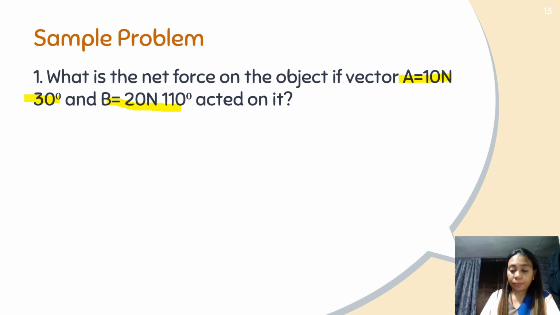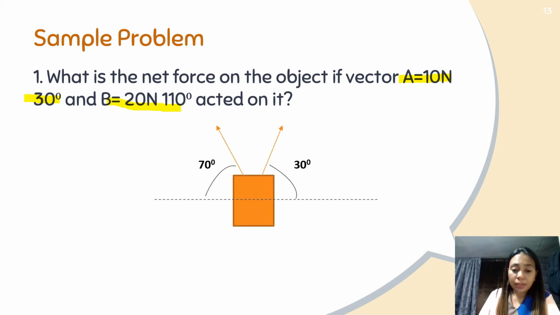So this is the diagram. This is your object here, and there are 2 forces acting. This is vector A here and your vector B on this side.